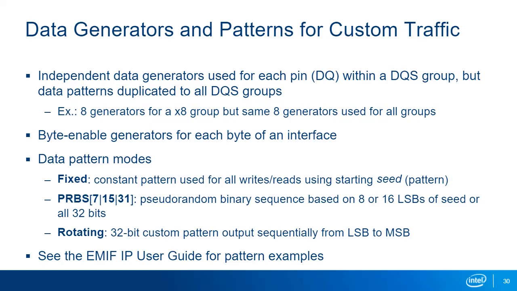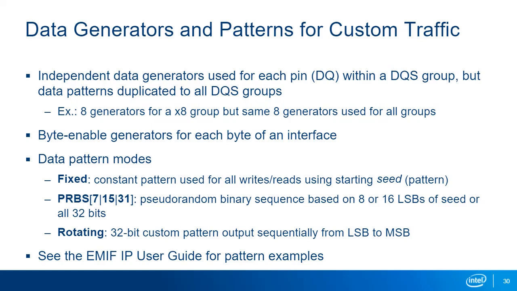A separate data generator is used for each DQ pin within a particular DQS group, but the patterns used for a particular DQS group are duplicated to all DQS groups in the interface. So, for example, if you have a 64-bit interface made up of 8 groups, only 8 data generators are used to control traffic for the entire interface. There are separate Byte-Enable generators as well, but each one controls a single Byte-Enable control instead of a data line. So this example 64-bit interface would use 8 Byte-Enable generators.